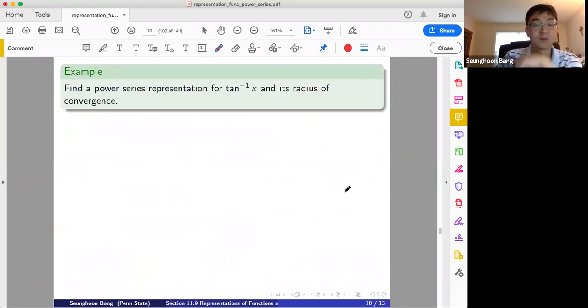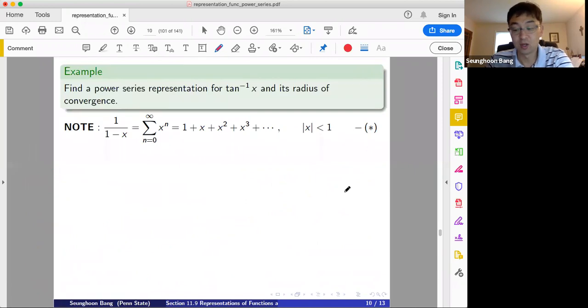The next question: find a power series representation for inverse tangent of x and its radius of convergence. We can use a similar method to solving ln of 1 plus x. You can use the geometric series, then take the derivative. Do you know what is the derivative of inverse tangent of x? Could you write your answer on the chatting board?